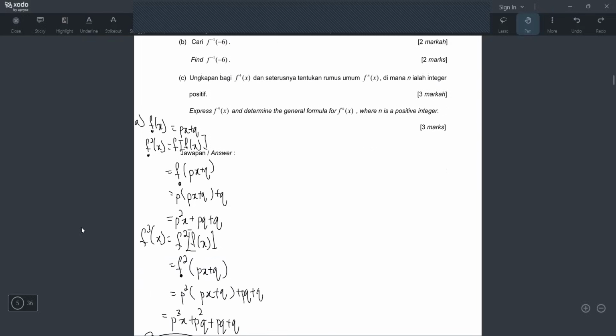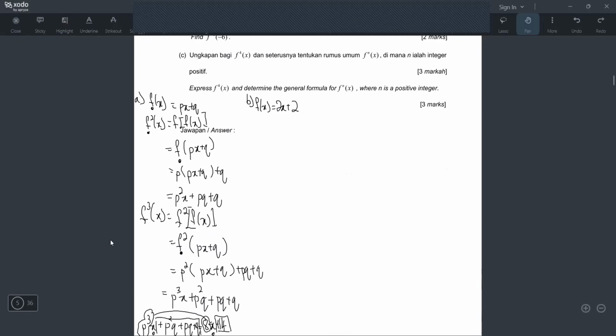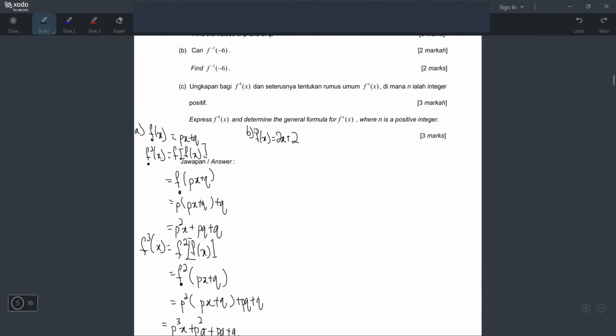Okay, now we can do B, which is F inverse negative 6. So in order to find F inverse negative 6, you need to have Fx, right? And we already have Fx, it's Px plus Q, which is 2x plus 2. Because you already find out P and Q is 2. So how to find F inverse negative 6? Okay, there's a few methods here you can do. If you want to find f inverse negative 6 fast, you can do it like this.